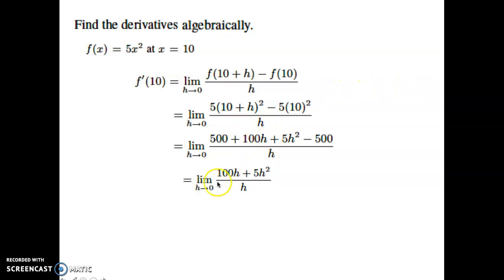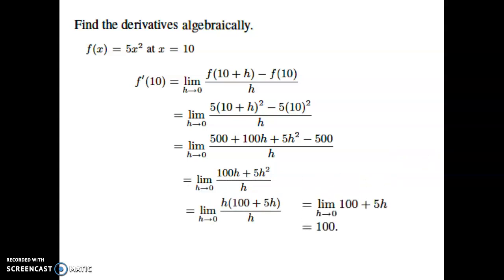I can't do a limit by substitution yet because I still have an h in the denominator, which is going to give me a 0 denominator. So I'm going to factor an h out of the numerator and then cancel those h's. So this h would cancel with this h, so I'd get the limit of 100 plus 5h. Now I can do a limit by substitution and put in 0 for h. My derivative when x equals 10 is equal to 100.